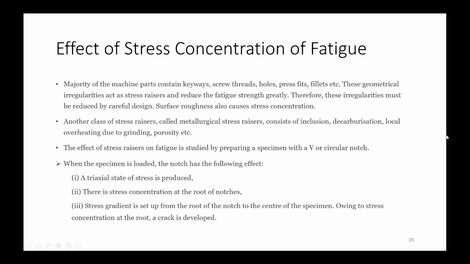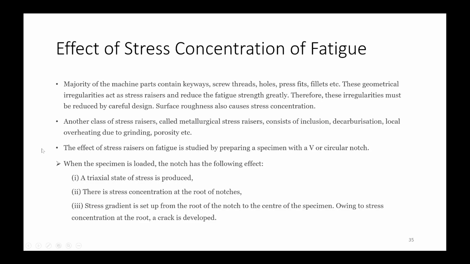Majority of machine parts contain keyways, screw threads, holes, press fits, fillets, etc. These geometrical irregularities act as stress raisers and they reduce the fatigue strength greatly. Therefore, these irregularities must be reduced by careful design. Surface roughness also causes stress concentration, and another class of stress raisers are called metallurgical stress raisers, which consist of inclusions, decarburization, local overheating due to grinding, porosity, etc.